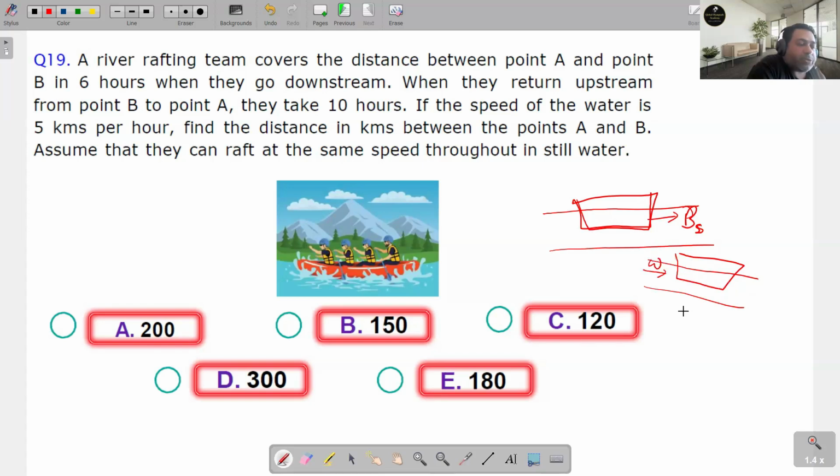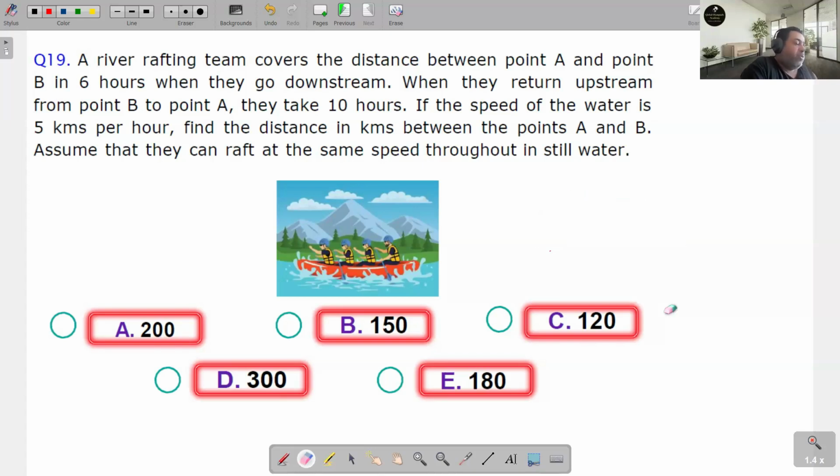Okay, so its downstream speed becomes, let's say water speed is Ws, then the downstream speed becomes boat speed plus water speed. And in the same thing, if the boat is coming upwards, this is when it's going downwards. But if it's coming upwards, then the water opposes it, so its speed becomes boat speed minus water speed. That is the still water speed minus the water speed. All right. With these concepts, we'll try and solve this problem.